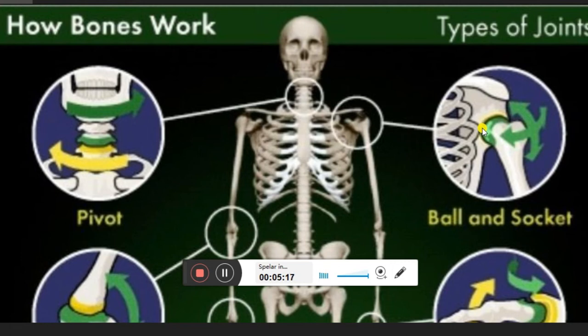Next one is the ball and socket joint. As the name says, ball and socket. One bone is in a curved form and another bone is in a hollow form, which is called the socket. In this way they fit with each other. This kind of joint is seen in the shoulder and also in the hips, and that's why they allow movement in all directions.